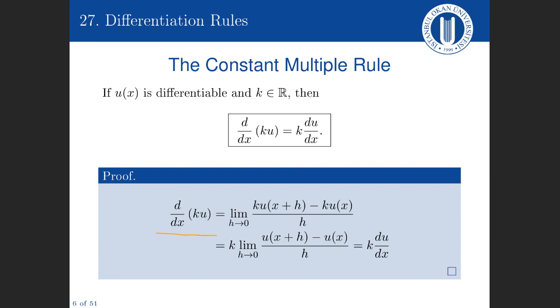By the constant multiple rule for limits, anytime we have a number inside a limit, we can take this outside of the limit. So we could write this as k multiplied by the limit as h tends to 0 of u of x plus h minus u of x divided by h. But of course, this limit is just the derivative of u. So we end up with just what we want. We end up with k multiplied by the derivative of u.